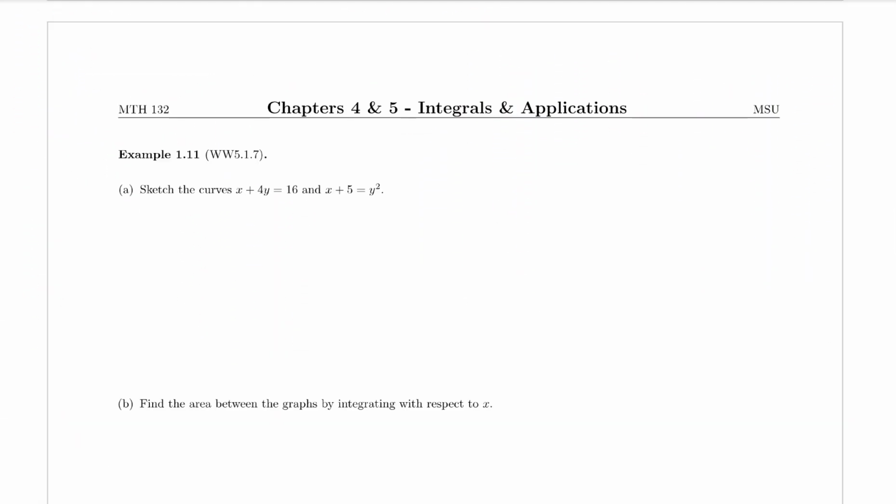All right, this next example is problem number 7 from the WebWork. So what we're going to try to do is find the area between these two curves, this linear function and this quadratic function. Let's go and label those.